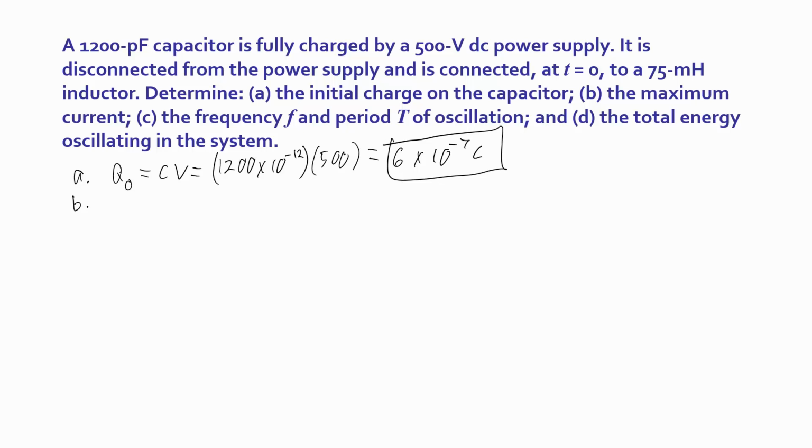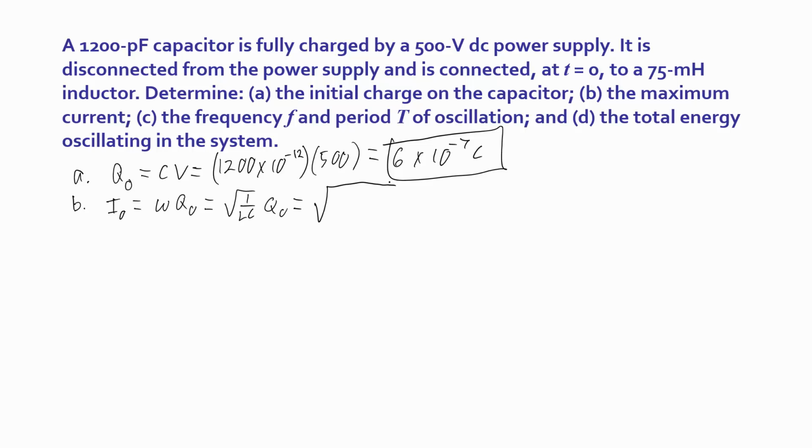Okay, for part B, we want to know the maximum current. So this is once the inductor is hooked up. Maximum current is given by omega Q naught. Omega is the square root of 1 over LC times Q naught.